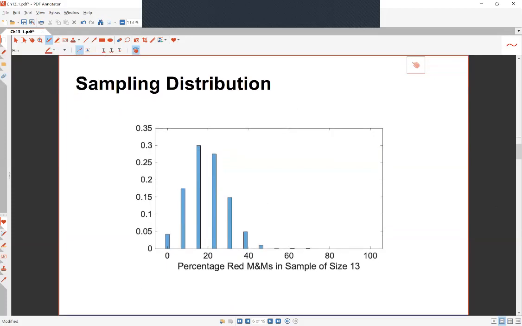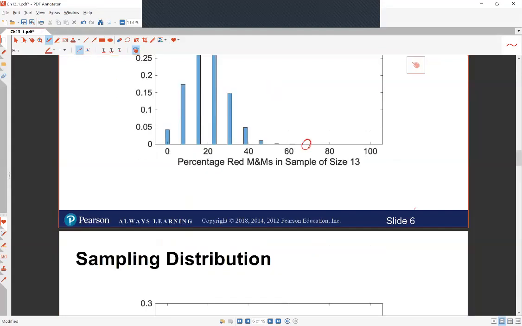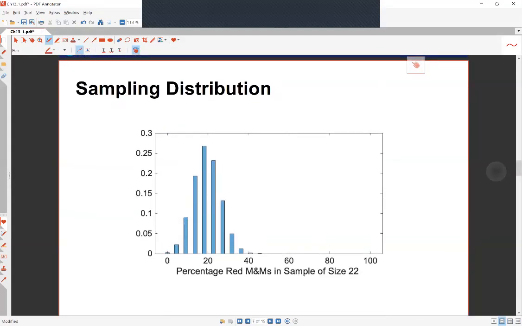So I could have done this experiment a little bit differently. I could have said, well, I still have a bag with 57 M&Ms, but instead of taking out 5, I'm taking out 13. And now you see there are a lot more values that are possible for percentage of red M&Ms, ranging from 0% to, like, the largest value here is, it's not quite 70%, but it's pretty close. And I could go even in a different direction and say, well, I'm not going to take 13 M&Ms out of the bag. Maybe I'm going to take 22 M&Ms out of the bag.